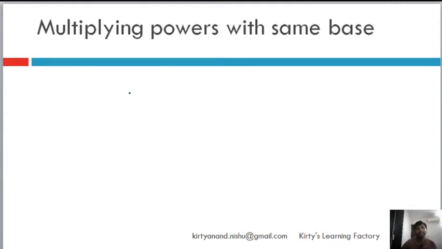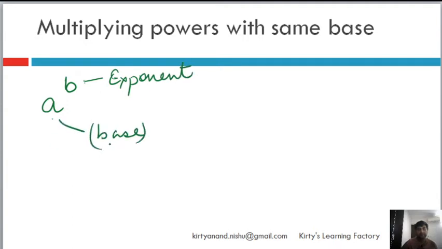For example, multiplying powers with the same base, which means that the base is the same. Now if you remember, if there is a powered number a raised to the power b, a is the base and b is the exponent. So basically, when we say that we are multiplying powers with the same base, we are talking about a raised to the power, say, n, into, now the base is the same, so once again a raised to the power, let's say, m.